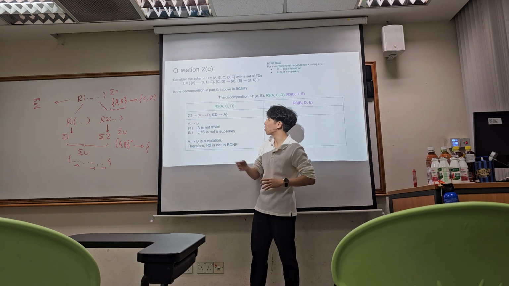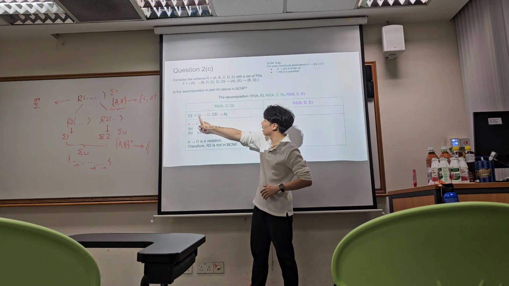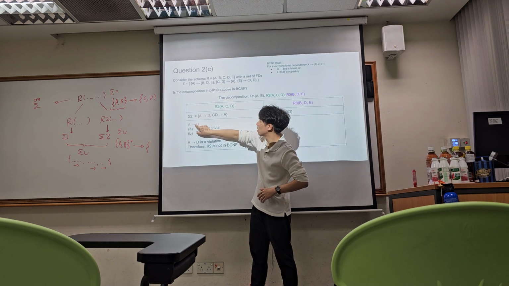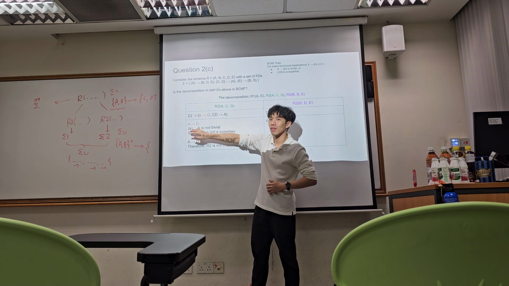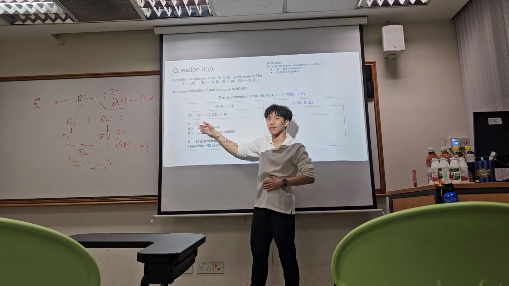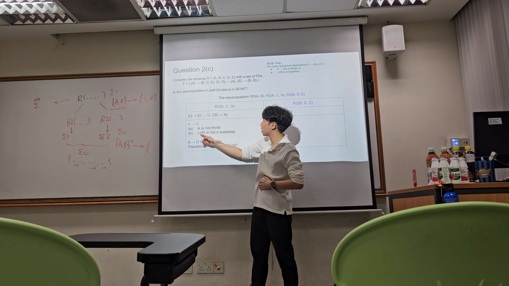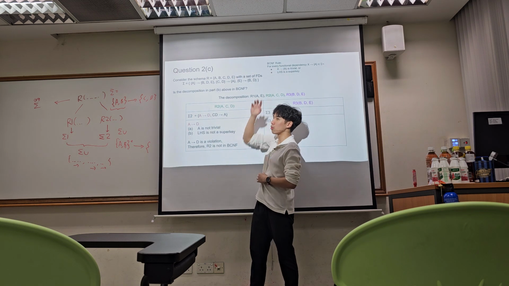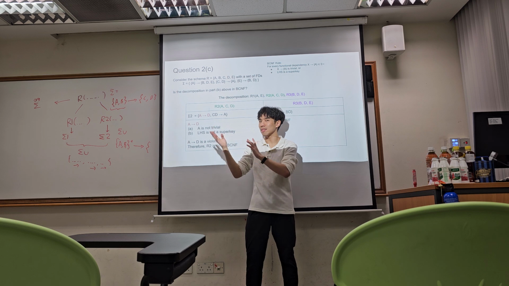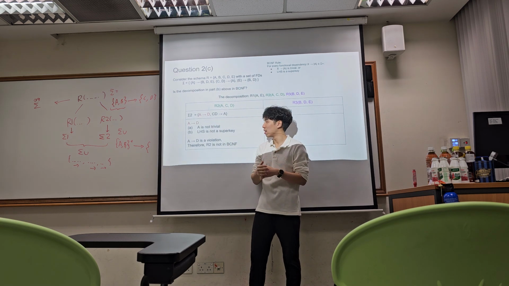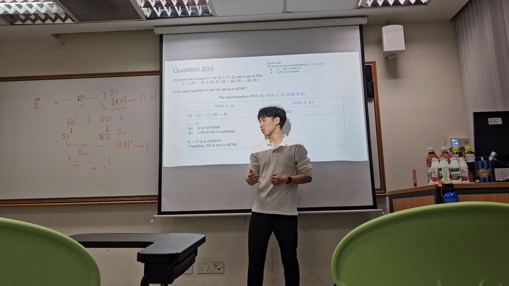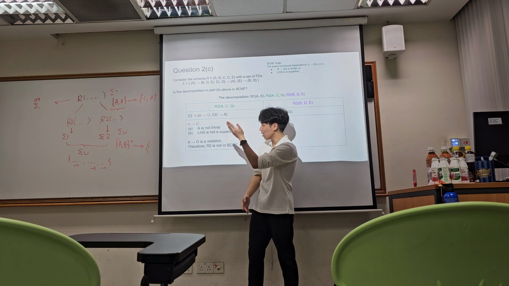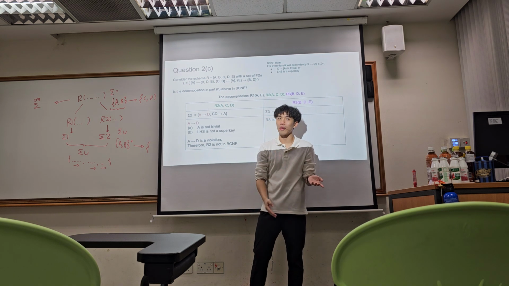Let's check R2, A to D. Is A to D trivial? No. Is A to D a super key? No, right? It means that this functional dependency cannot fulfill both rules. So A to D is a violation, and therefore R2 is not in BCNF.